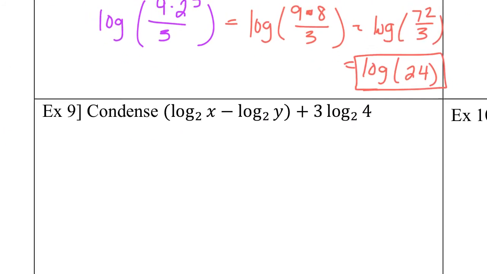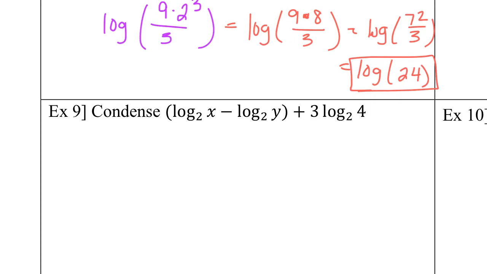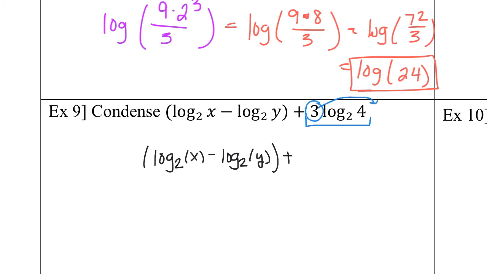Number 9, condense log base 2 of x minus log base 2 of y plus 3 log base 2 of 4. Look for your exponents first, and I see that there's a coefficient on this final log, which means that coefficient was actually an exponent. So we have parentheses, log base 2 of x minus log base 2 of y, plus, so this 3 is really that 4's exponent. So we're going to have log base 2 of 4 to the third.